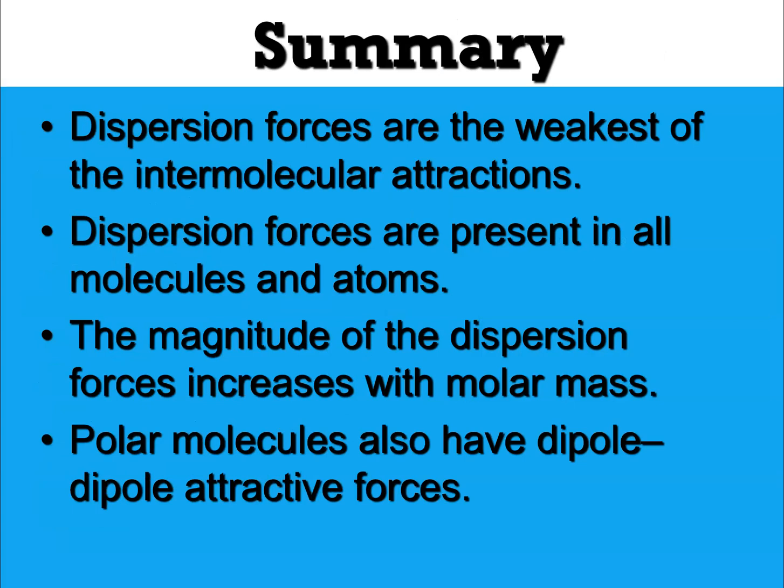So, quick little summary. We know dispersion forces are the weakest of the IMFs. We know dispersion forces are present in all molecules and atoms. The magnitude of the dispersion force increases with molar mass because you get more electrons in a larger cloud, which leads to larger polarizability, which leads to a stronger temporary dipole. Polar molecules also have dipole-dipole attractive forces because you're dealing with a permanent dipole existing due to it being polar.